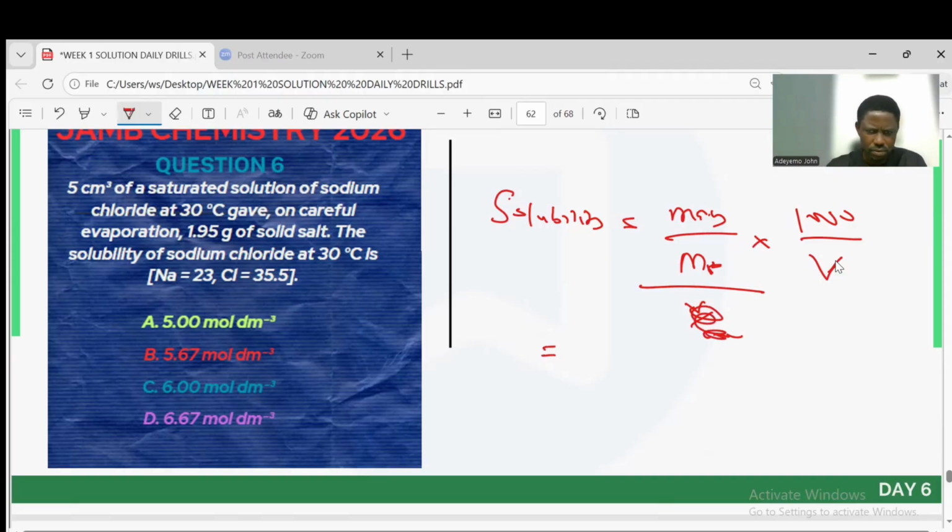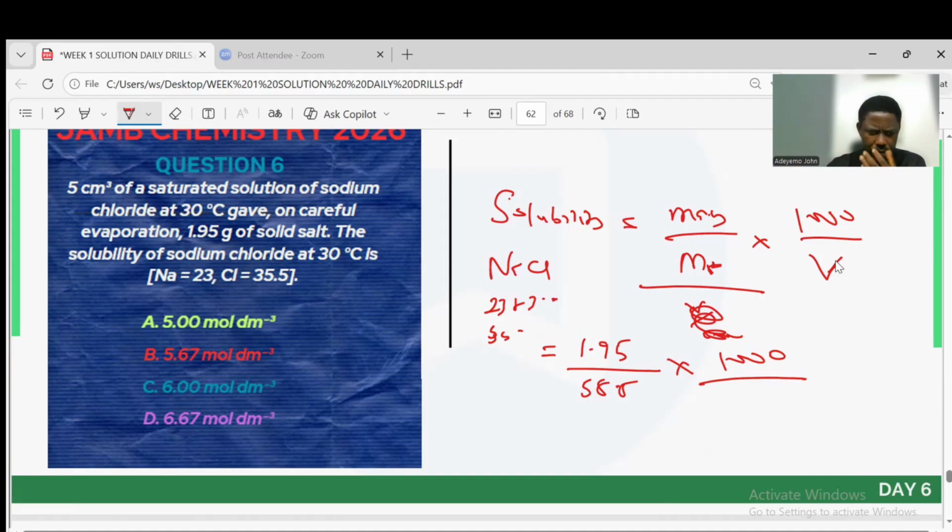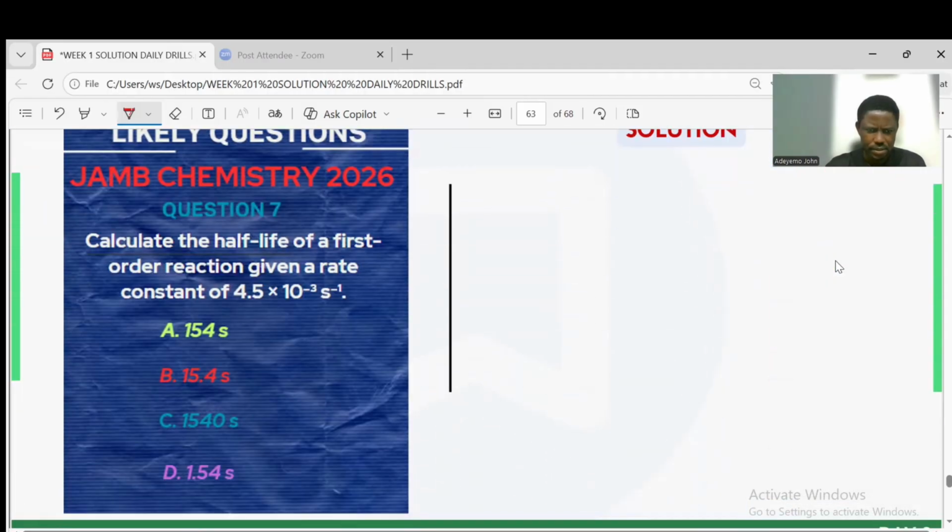So what's the molar mass of the salt given? 1.95 grams over the molar mass of the salt, which is just NaCl. What is NaCl? That is 23 plus 35.5, that is 58.5. 58.5 times 1,000 over what is V? 5. So what is that? Quickly point your calculator. All right, we're going to get what? That is 6.67 mole per dm cube. All right, so this is it. Then number 7, we're gradually getting to the end.